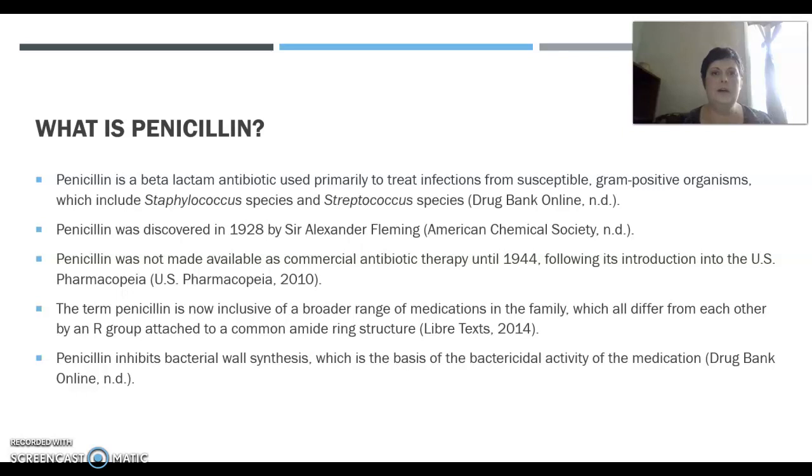Penicillin belongs to a class of antibiotics known as the beta-lactams, and these medications are used to treat infections caused by susceptible gram-positive bacteria, typically in the Staphylococcus or Streptococcus family, although there are some others that it can treat as well.